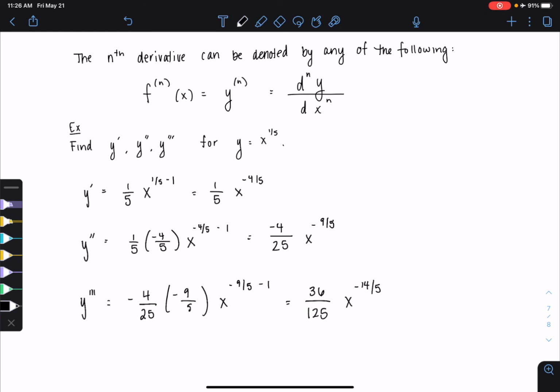Okay. So we've got 2 major tools now under our belt to be able to differentiate more and more functions. What we're going to do after this is talk about another derivative rule, which is the chain rule. And that's going to help us when we have functions inside of functions.